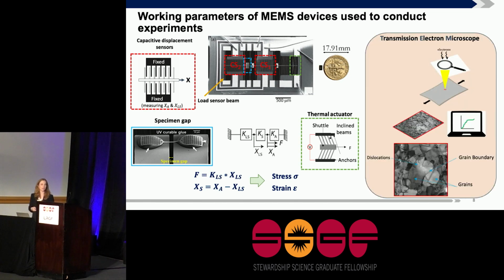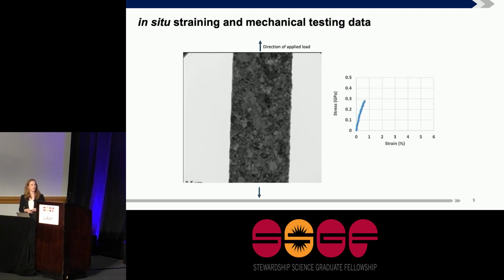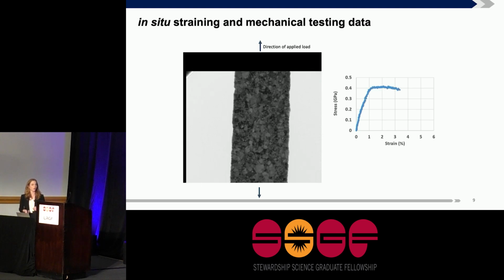As I mentioned, I conduct these experiments inside the TEM, which uses electrons to essentially create an image of your sample. You can identify things like a grain or grain boundaries and defects, dislocations, and I conduct these experiments in real time in situ so I can video those reactions. And so here's kind of a low level picture of what I do. On the left is a video of one of the samples that I'm pulling apart, and on the right is the corresponding stress strain curve.